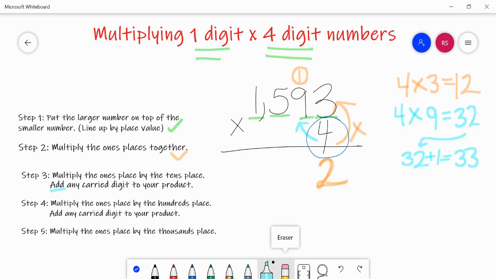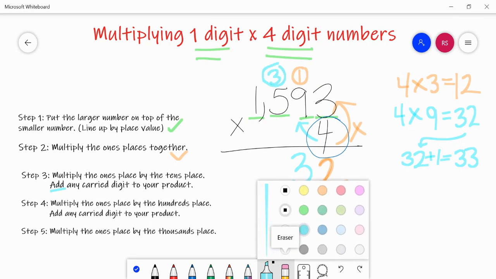Bear with me as my whiteboard is acting a little funky. So 4 times 9, plus the 1 ten that we carried, is 33 tens. Now, we should know back when we learned about place value, I can't put 33 in the tens place, right? 33 tens, that is 330, right? So I'm going to put the 3 into the tens place, and I'm going to carry the other 3 into the hundreds place where it belongs. All right, step 3 is done.